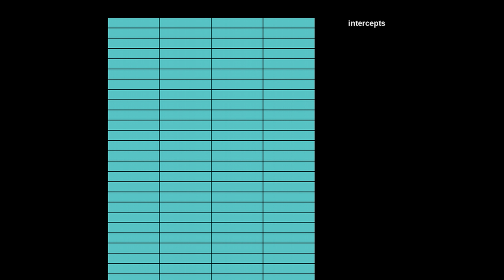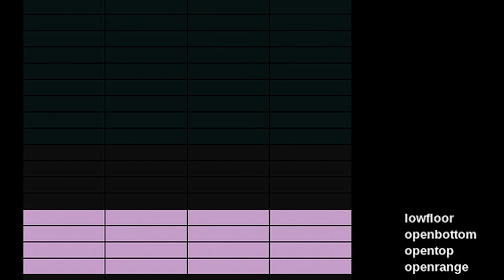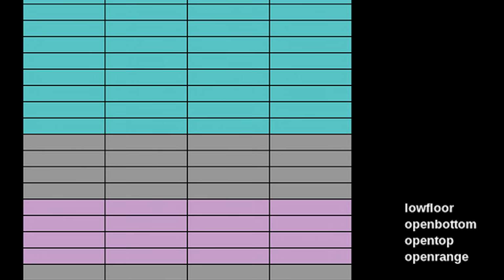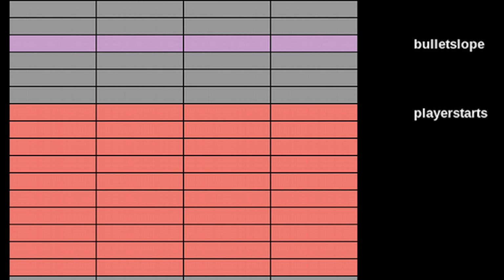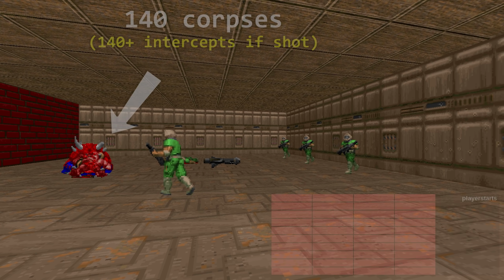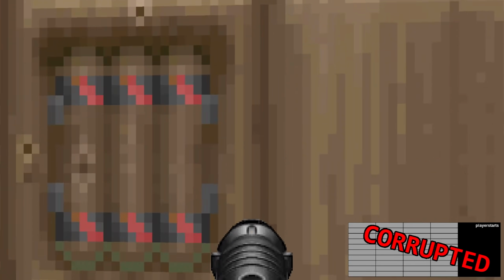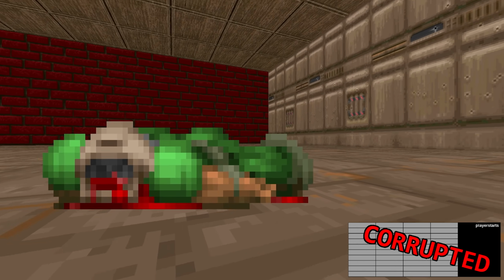12 bytes beyond the intercepts array, you'll find memory addresses that are used for raycast trajectory calculations. Nothing interesting happens if you overwrite these. After 176 bytes, we'll find some interesting memory addresses. The next 40 bytes contain info about the map's player starts. These are used in co-op mode to respawn players. And by overwriting these, you'll get some strange side effects where the player cannot respawn properly. But its corpse can still turn around.